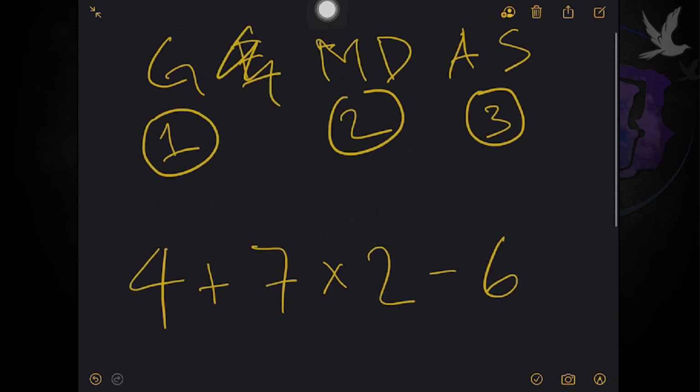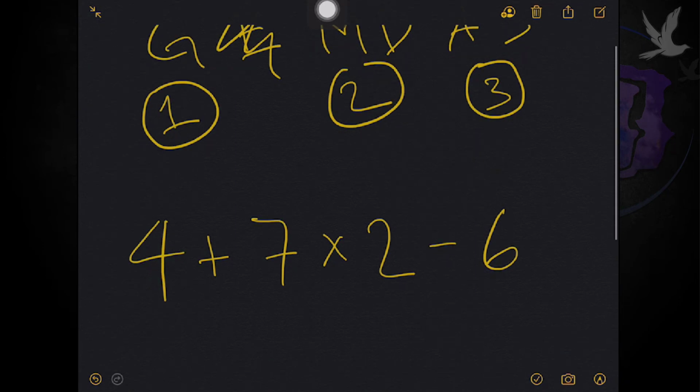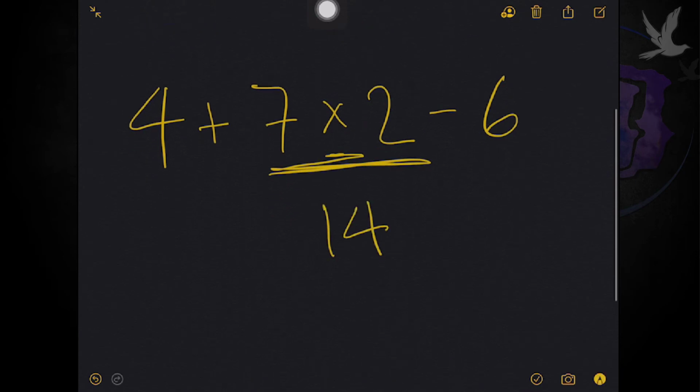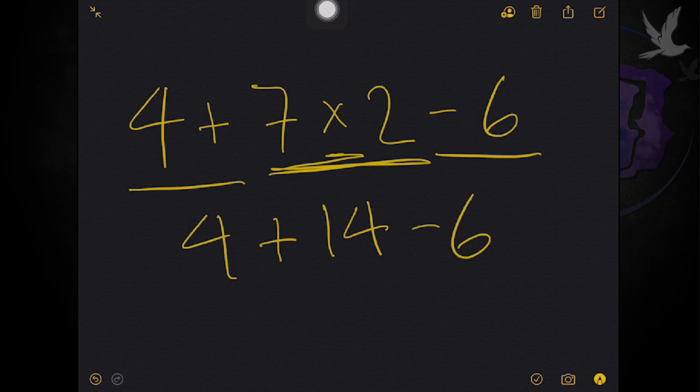Do you see any grouping here? No. Do you see any multiplication and division? Yes. It's connected to 7 and 2. So you should include 7 and 2 there. So that's 7 times 2. 7 times 2 will give you 14. Again, like what I've said earlier, you have to rewrite them according to how they were written in the mathematical expression. So if 4 plus is here, you have to write 4 plus here. If minus 6 is here, you have to write minus 6 there.